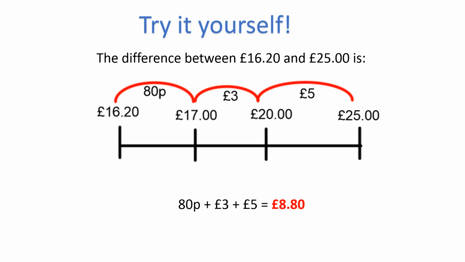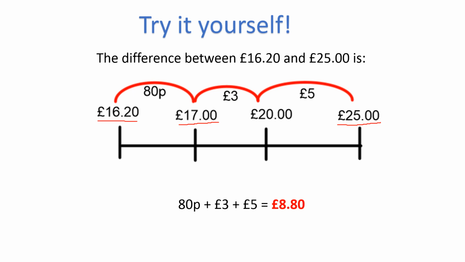So we had our number line. It's always good to first write down the two amounts, £16.20 and £25. That's where we want to get to. So now we have to see what is the difference in between them. So between £16.20 and £17, we chose £17 because it's the next integer. So let's see, we have 20 pence over here.